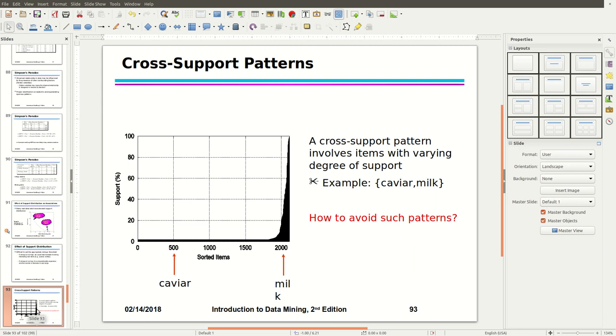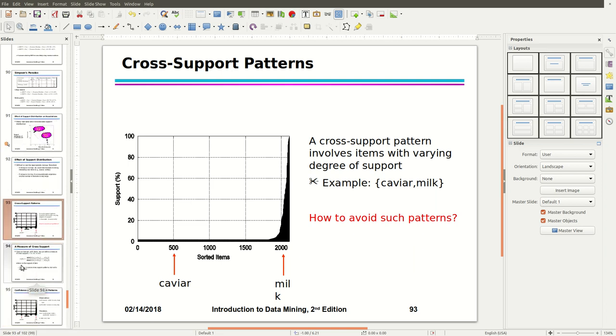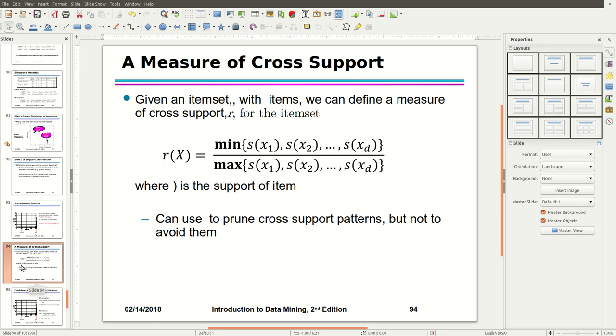But there's also another interesting thing here. If you have cases where you have, for instance, a very highly supported item and a very low supported item in the same item set, we have a cross support pattern involving items with varying degrees of support. This is something to pay attention to, cross support, and you want to avoid that. So we have a measure of cross support, defined by R.